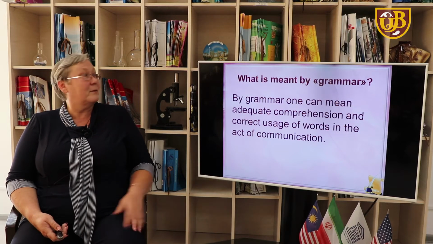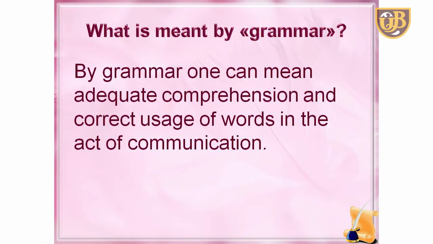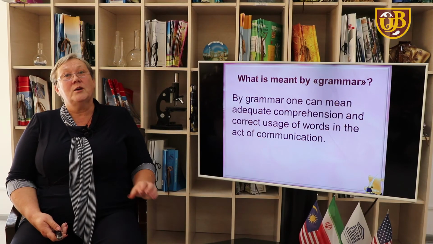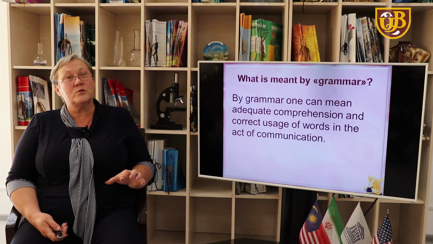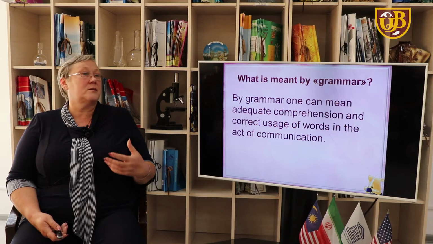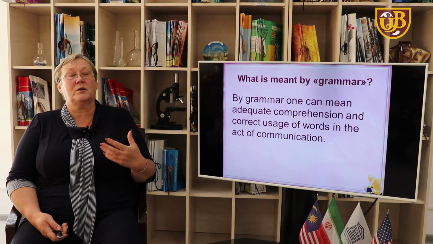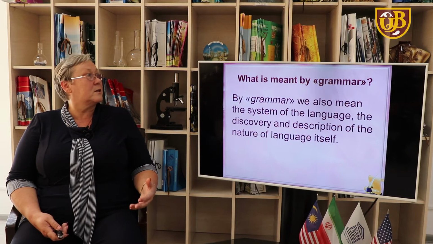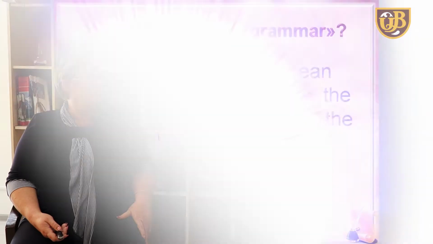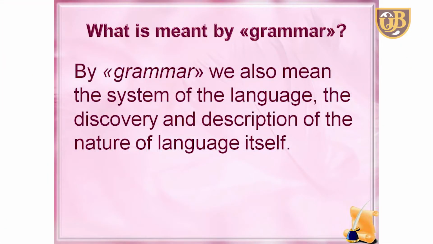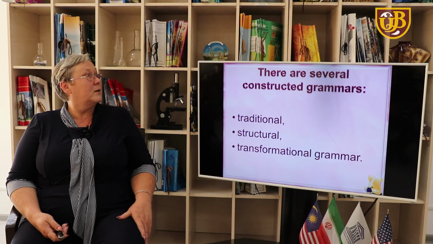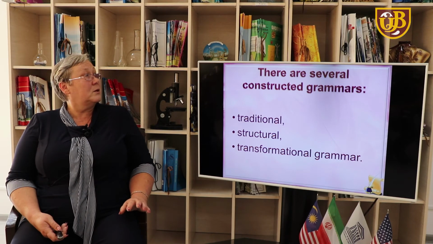What is meant by grammar? By grammar, one can mean adequate comprehension and correct usage of words in the act of communication. So, grammar means all we use to communicate effectively, that is, correct usage of words, correct word order, correct usage of tenses and so on. By grammar, we also mean the system of the language, the discovery and description of the nature of language itself. There are several constructed grammars.